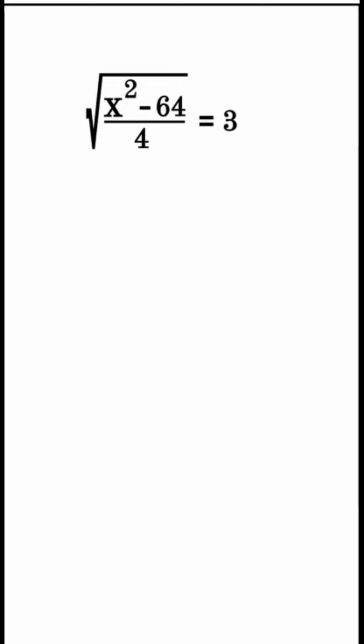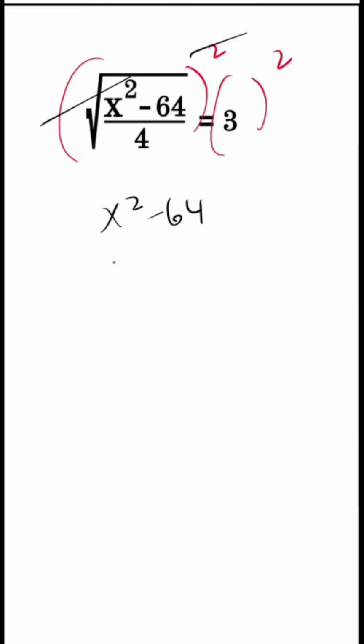Right, so first thing we want to do is get rid of this ugly square root. So what I'm going to do is square both sides. When I do that, the square root and the square are going to cancel out over here, and then over here we just get 3 squared. So we're going to have x squared minus 64 over 4 is equal to 9.